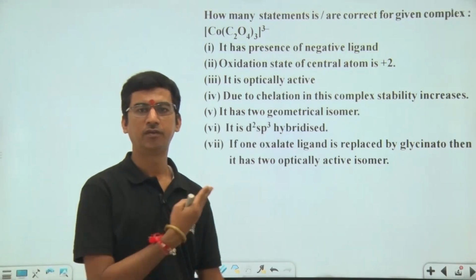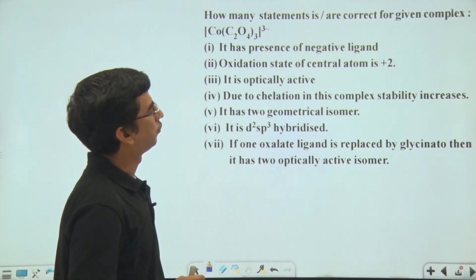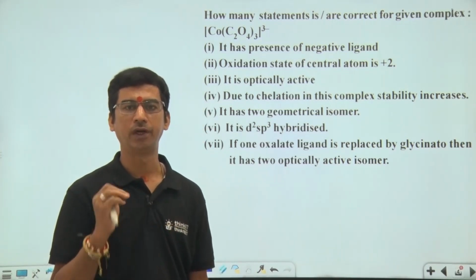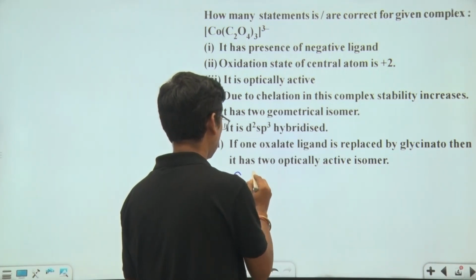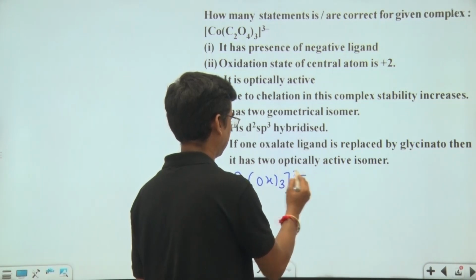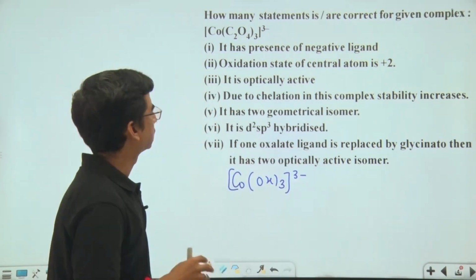So students, we have our next question. How many statements are correct for the given complex [Co(C2O4)3]^3-? Means we can write this complex as [Co(ox)3]^3-. So we have to identify the correct statements for this complex.